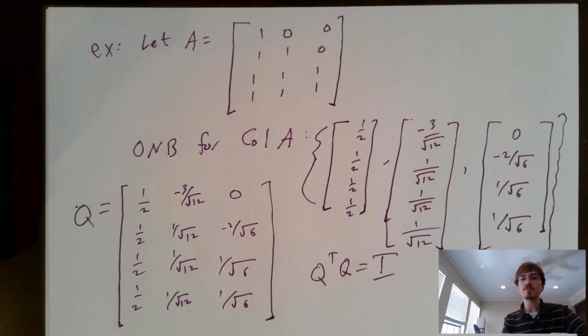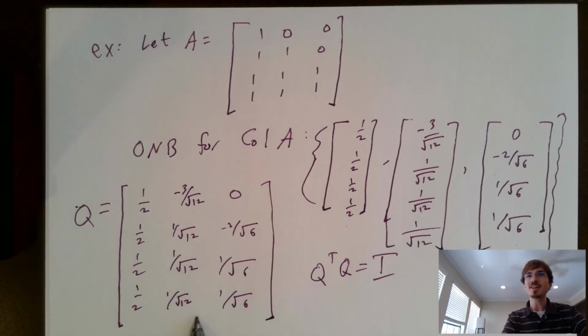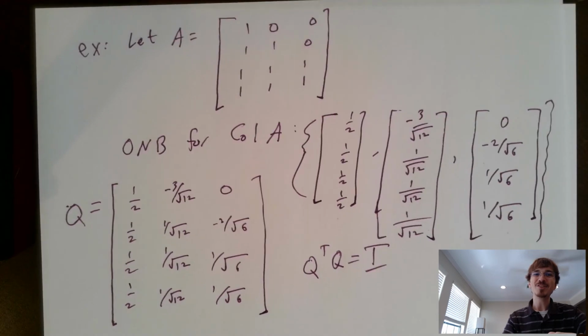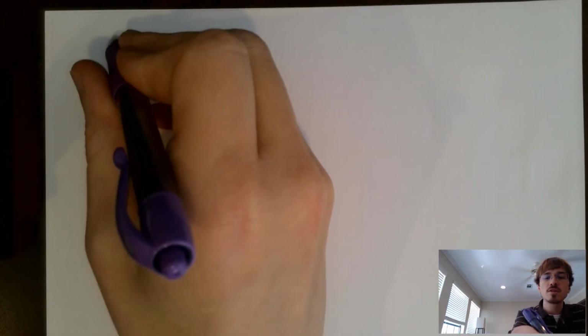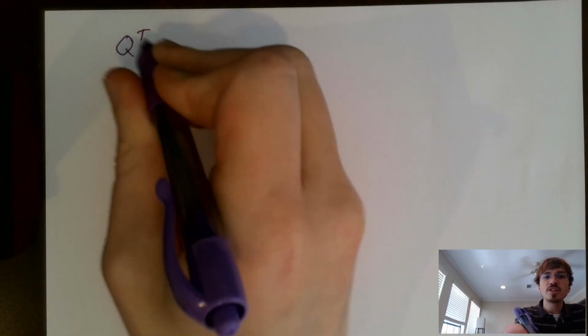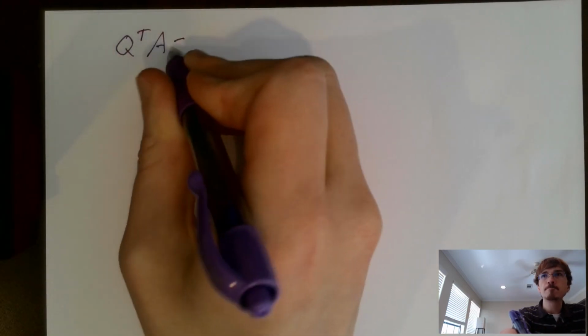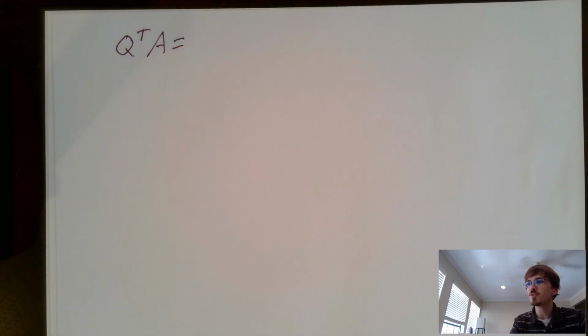So let's do something fun. I hope that you've written this down. Write your Q down. And now what I really want you to compute is the matrix Q transpose times A. So pause the video, compute this for yourself. It's really interesting to see it the first time.